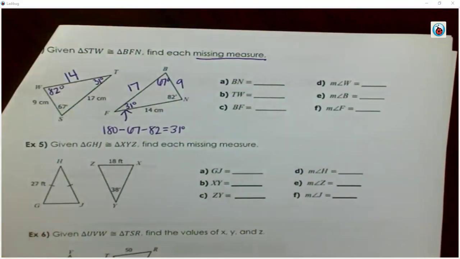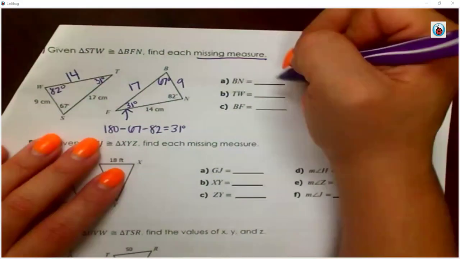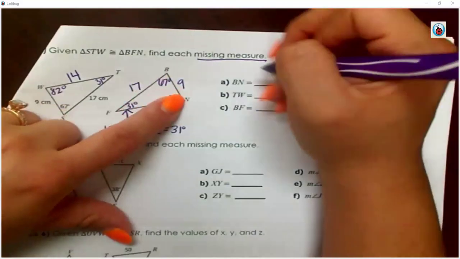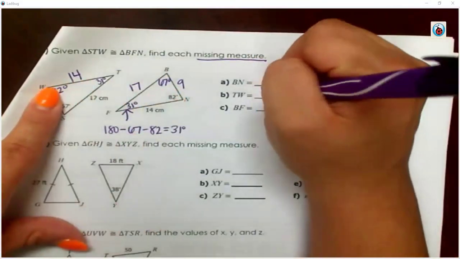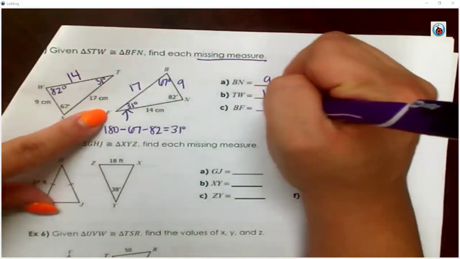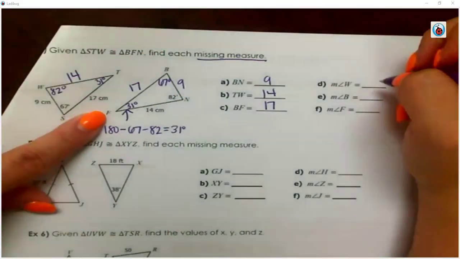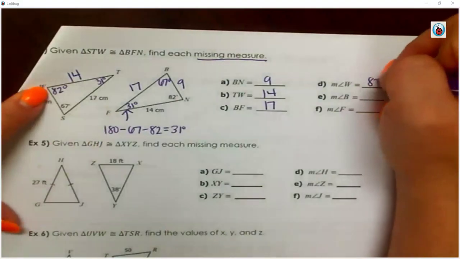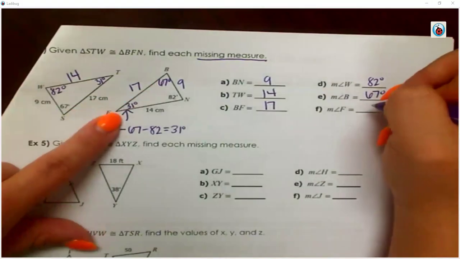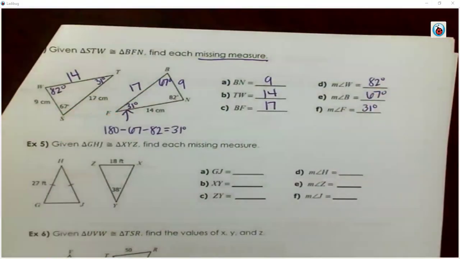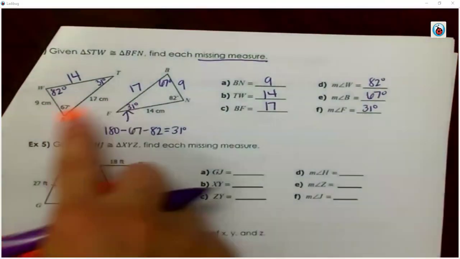So now that I have all the parts concluded, I can fill in my missing blank. BN is 9. TW, which is right here, is 14. And BF, which is right here, is 17. Then I go with my angles. Angle W we found was 82 degrees. Angle B was 67 degrees. And angle F was 31 degrees, which should be easy to do once we have all the parts.